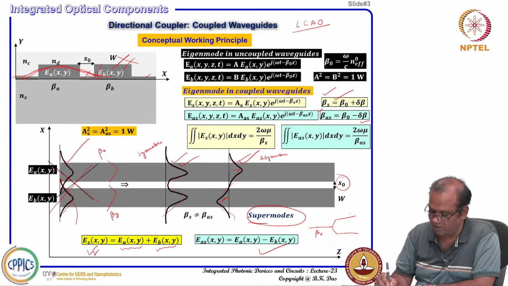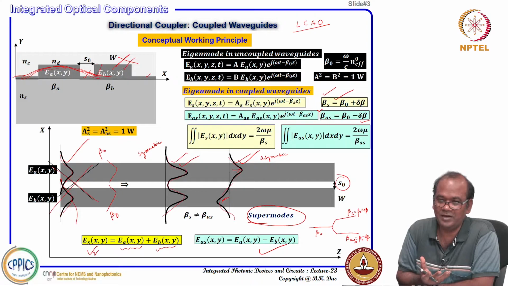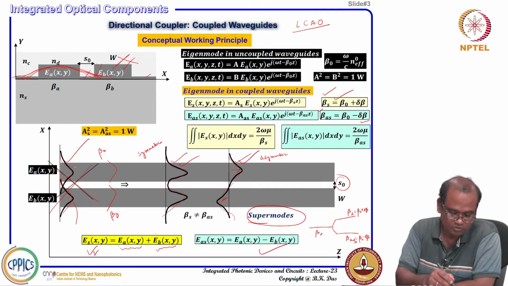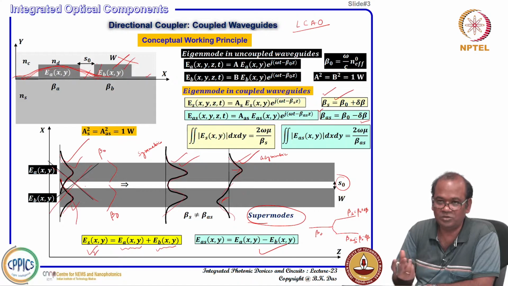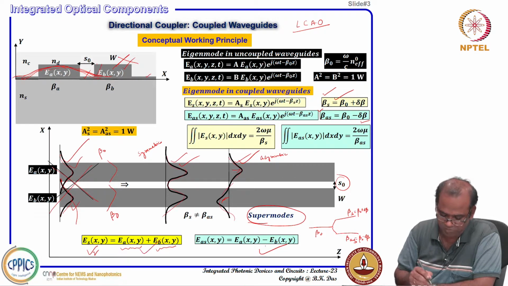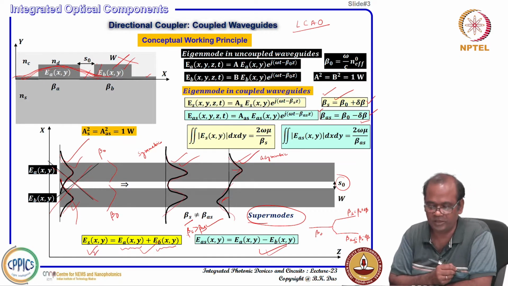This one will be beta naught, and this will be beta s and this will be beta as. Beta s is equal to beta naught plus delta beta, and beta as is beta naught minus delta beta. So that way it will be splitting. Qualitatively we can assume that these two modes can have some kind of linear combination. You can get a symmetric mode and an asymmetric mode, with two different propagation constants, so-called beta s and beta as. Obviously, beta s is greater than beta as normally.